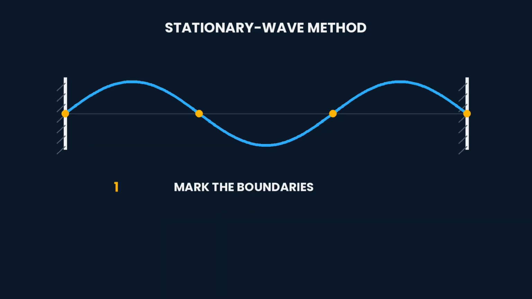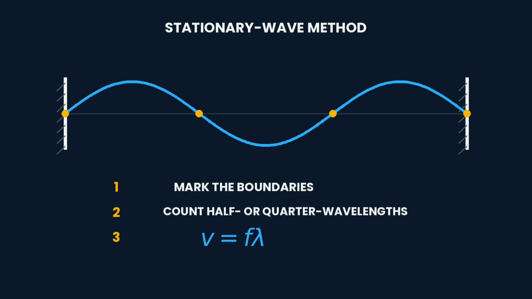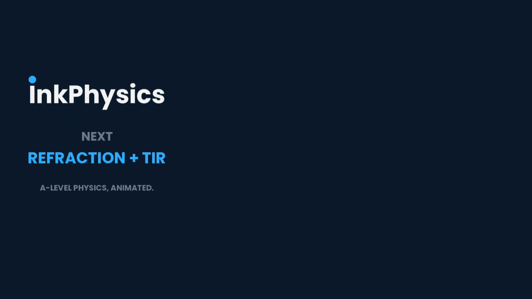In an exam, mark the boundaries first, count the half or quarter wavelengths, then use v = fλ. Next lesson we're going to look at refraction and total internal reflection.